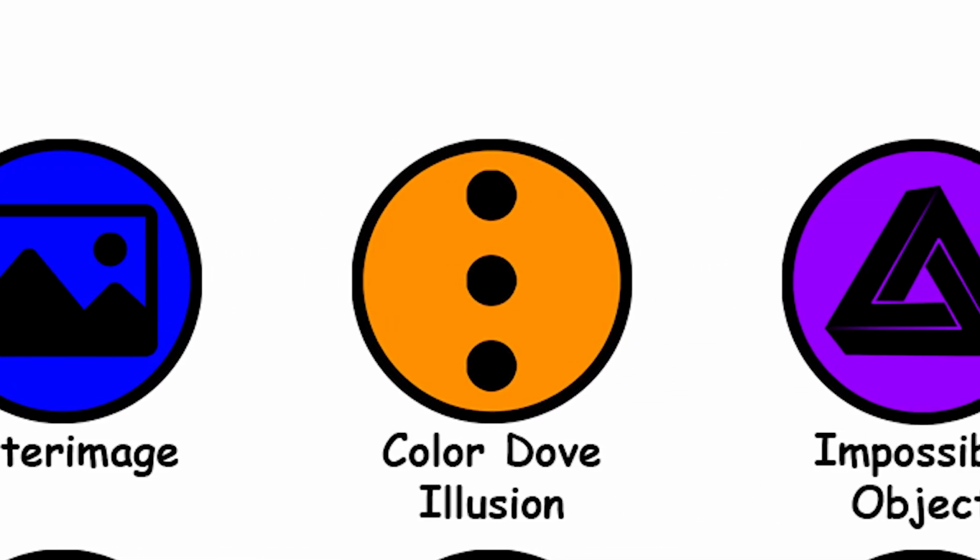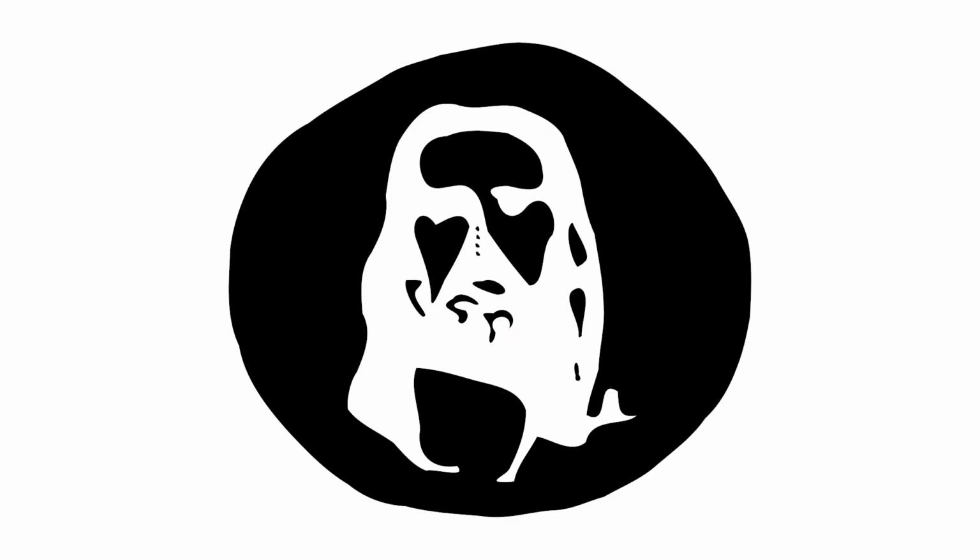Color dove illusion. Stare at the four dots in the center of this image. This illusion uses the same mechanism as the after image illusion, but it uses it to create existing things, faces, etc. You should be seeing a picture of Jesus right now.